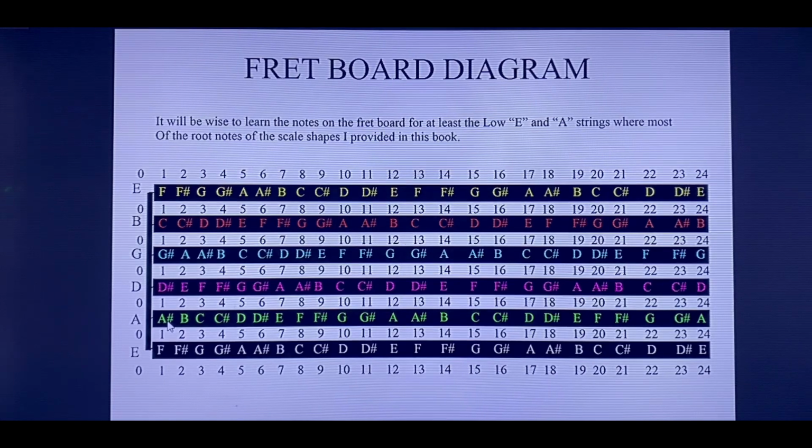So if we went alphabetically, like our alphabet, we would have A sharp, B, C, C sharp, D, D sharp, E, F, F sharp, G, G sharp, and A. There's your 12 notes. Now, that's your musical alphabet.